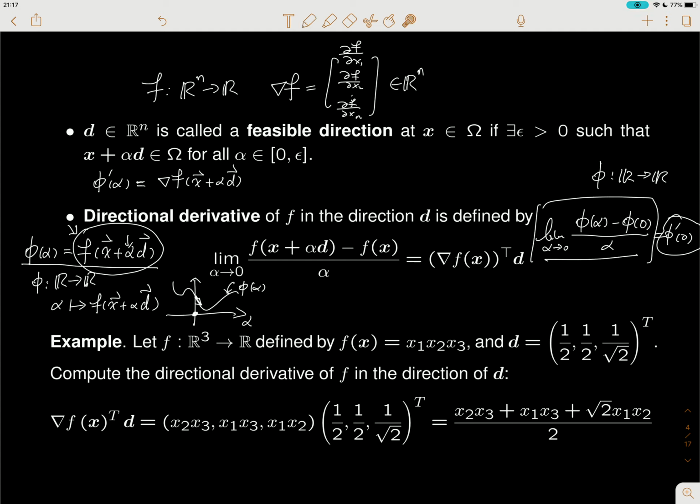So I'm going to use the chain rule. I take the derivative of f first, and then I take the derivative of this thing with respect to alpha. And now inside this is a very simple function of alpha. You give it alpha, then you get a vector. So when you take the derivative with respect to alpha, the only thing that you will get will be just the d, because d is a constant vector in front of alpha. So that's why when you take the derivative of the inside with respect to alpha, you get just d.